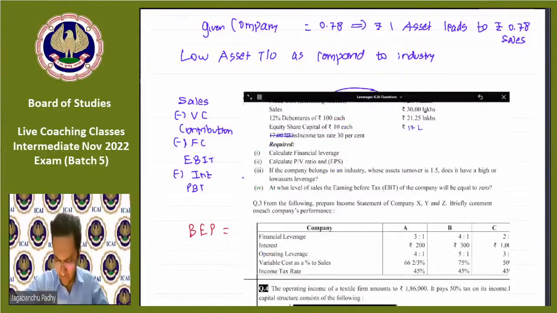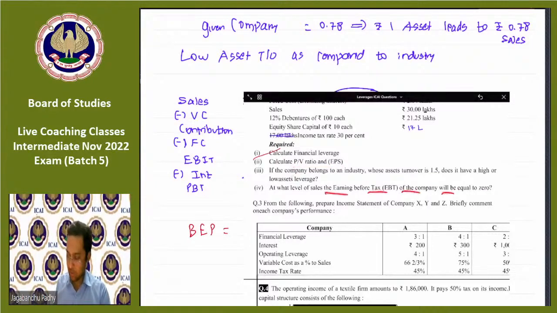With that, we are done with question two. All the numbers are done. We have calculated the financial leverage. We are done with the PV ratio and EPS. Asset turnover is also discussed. EBT of the company will equal, that's also discussed, right? So this question is done.